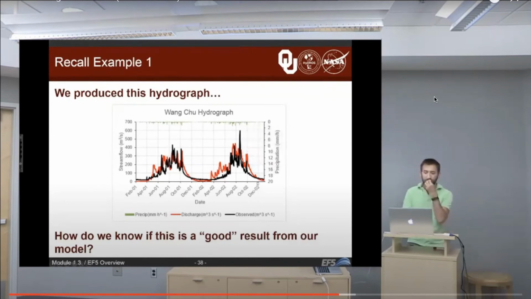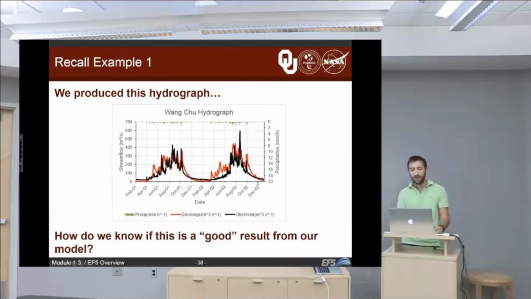So let's recall example 1. We produce this hydrograph shown here, and now we want to know, is this a good result, a bad result, or somewhere in between?